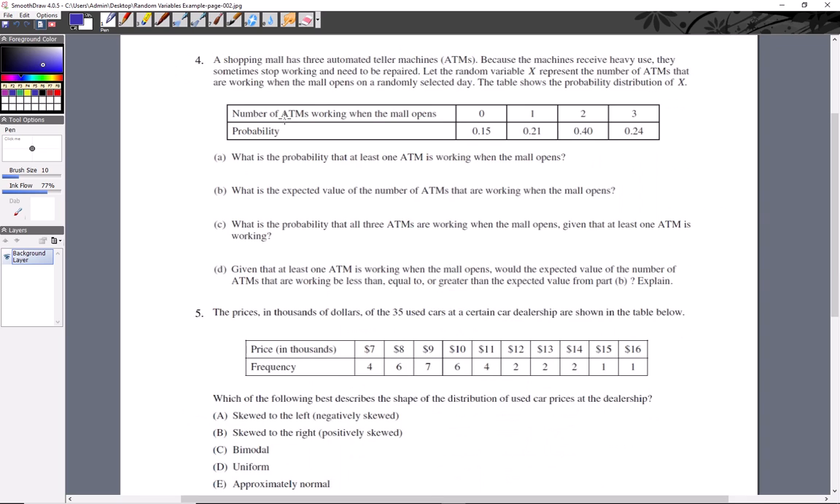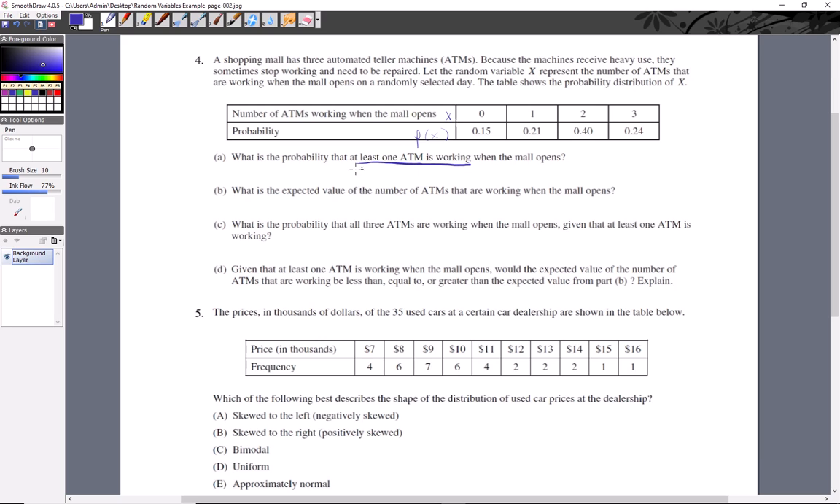So the random variable x represents the number of ATMs that are working when the mall opens on a randomly selected day. So this is x. Here's p of x. And the table shows the probability distribution. So what is the probability that at least one ATM is working?